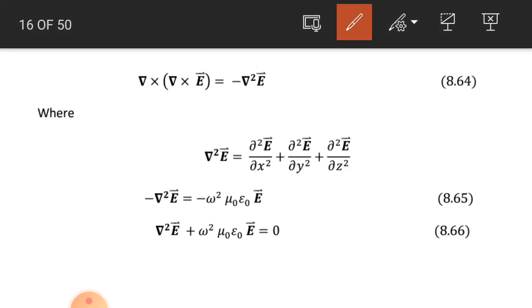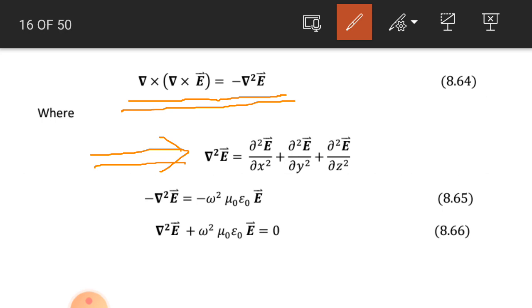We know that the curl of the electric field intensity can be replaced by minus del square E, where del square E in the rectangular coordinate system is equal to ∂² by ∂x² of the electric field intensity plus ∂² by ∂y² of the electric field intensity plus ∂² by ∂z² of the electric field intensity.